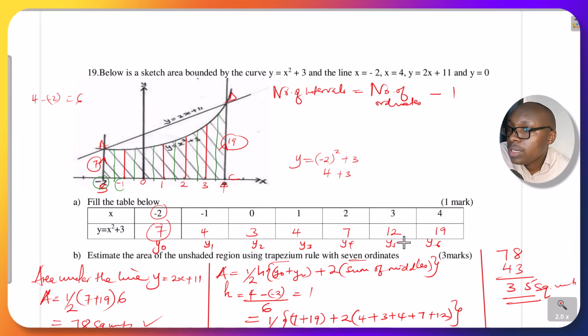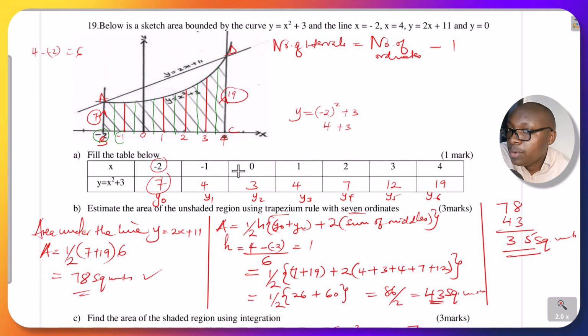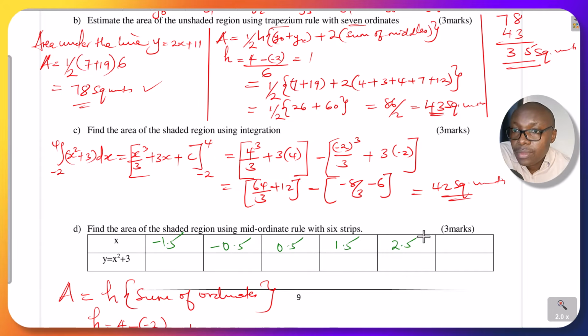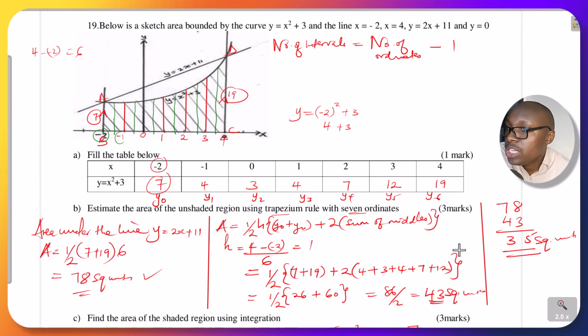And then the next one is from 3 to 4. 3 to 4, that is 3.5. So that is what you do. You simply extract the midpoint of each of these strips. You get these heights. So every strip, so from negative 2 to negative 1, that is one strip. You get the midpoint of that. From negative 1 to 0, that is another strip. Get the midpoint of that. And from 0 to 1, and so on.